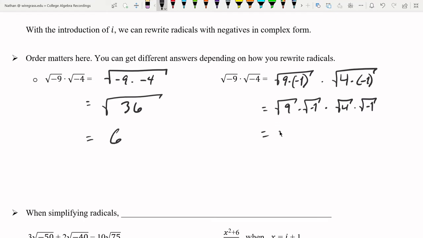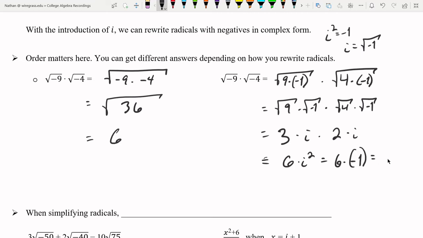The square root of 9 is 3. And the square root of negative 1, this is i, right? i squared equals negative 1, which means i equals the square root of negative 1. So this is just i. The square root of 4 is 2, and the square root of negative 1 is i again. Here we have 3 times i times 2 times i. That's going to give us 6 times i squared. i squared is negative 1. 6 times negative 1 gives us negative 6.